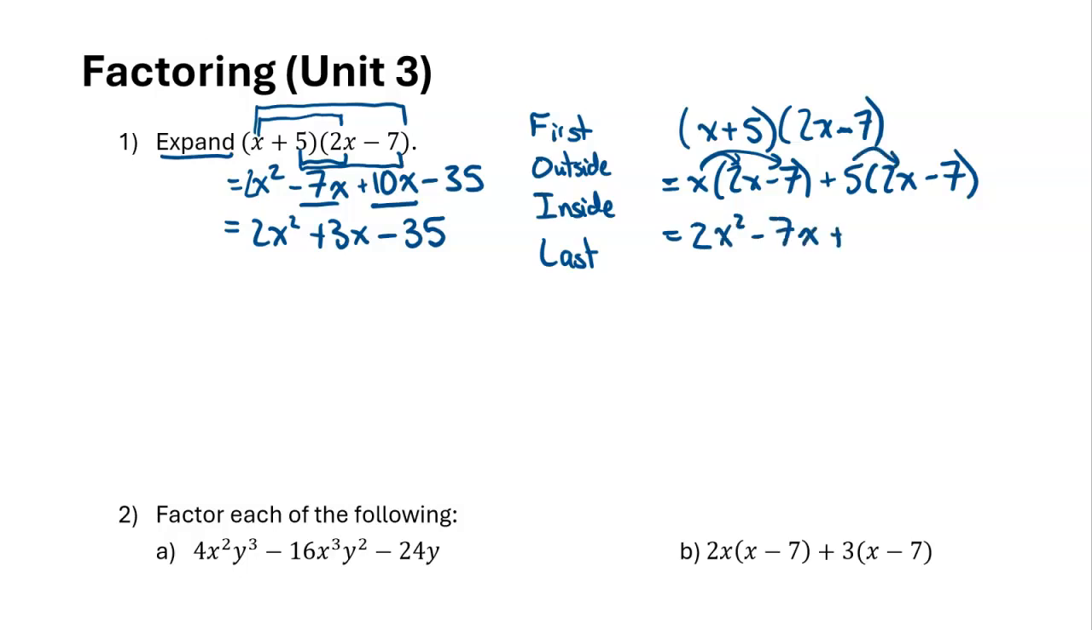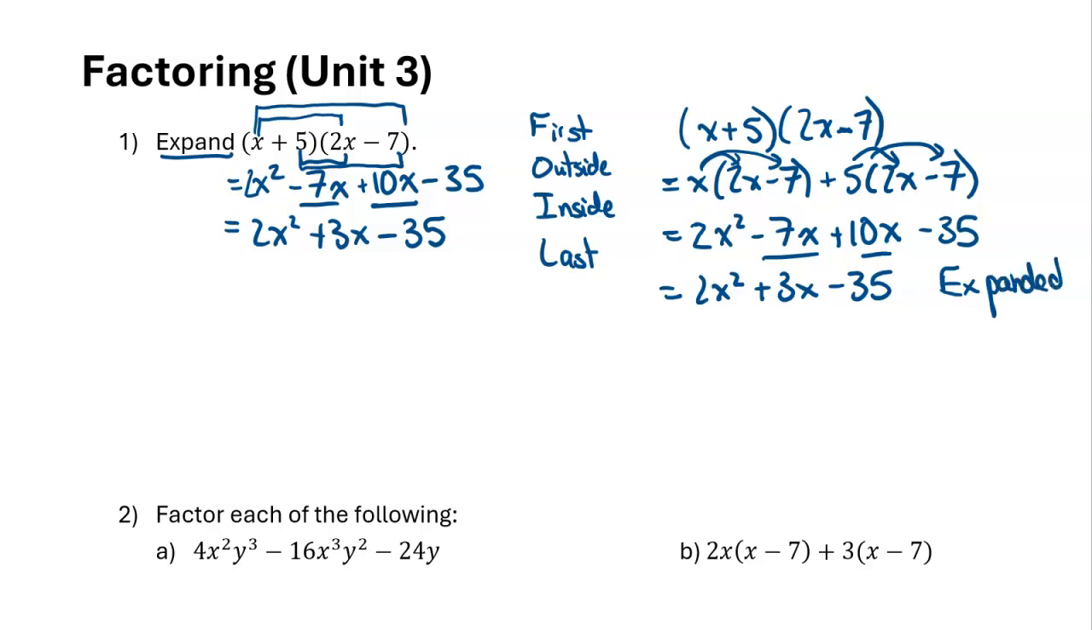And then the distributive property again, 5 times 2x gives us 10x, and 5 times negative 7 gives me negative 35. Again, collecting the like terms in the middle, we get 2x squared plus 3x minus 35, the same answer that we got on the left. So whether you use FOIL or you just go ahead and multiply every term in the first set of brackets by every term in the second set of brackets, you get the same result.